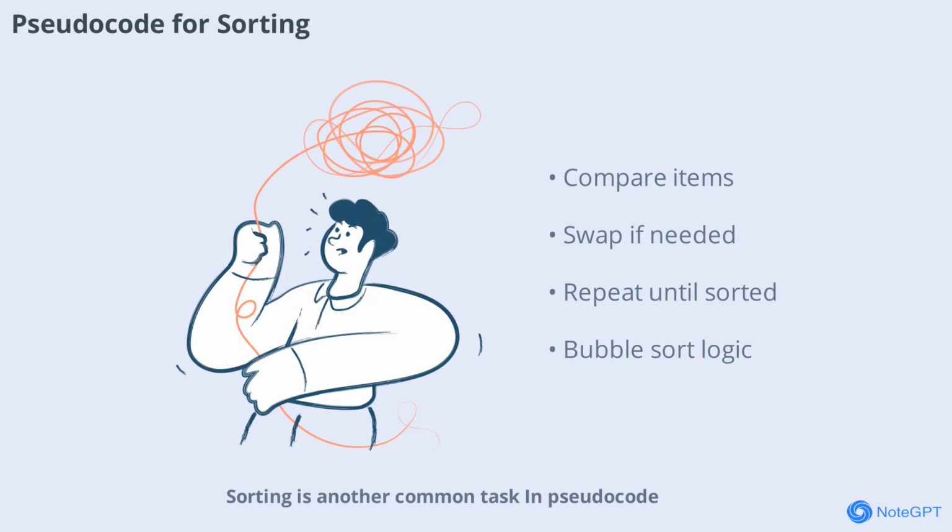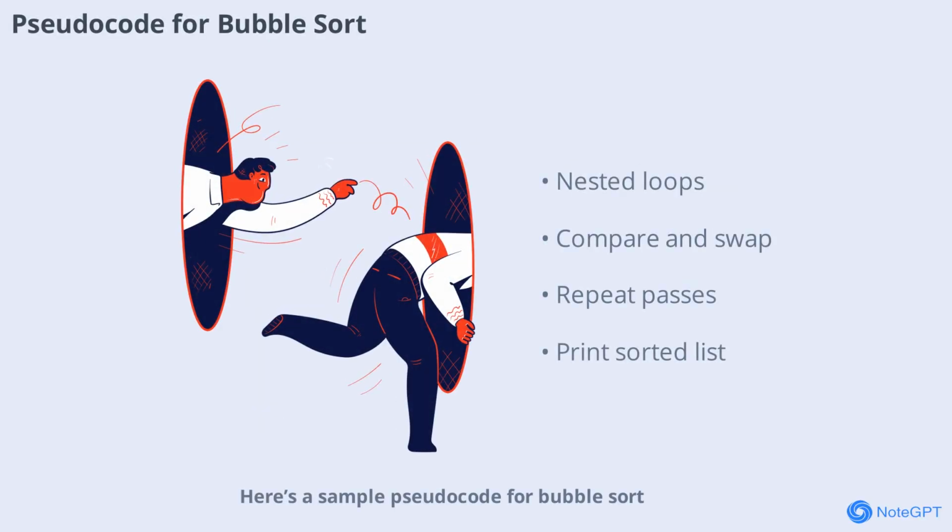In pseudocode, you can outline simple sorting algorithms like bubble sort. You compare adjacent items, swap them if needed, and repeat until the list is sorted. This step-by-step logic is easy to follow and helps you understand how sorting works before implementing it in code. Here's a sample pseudocode for bubble sort.